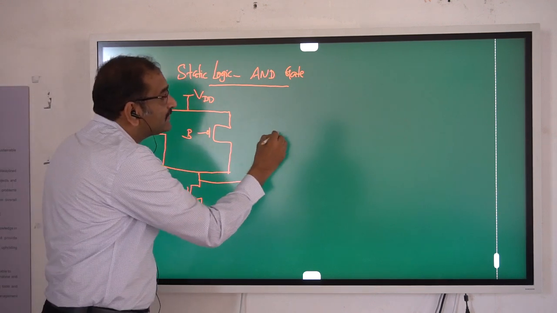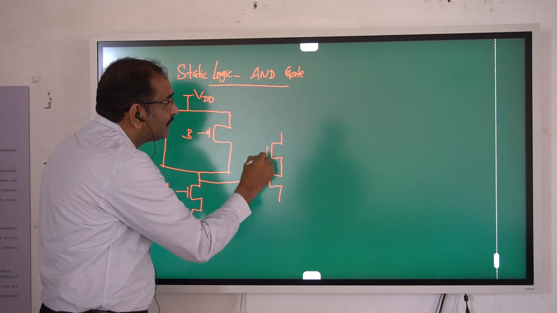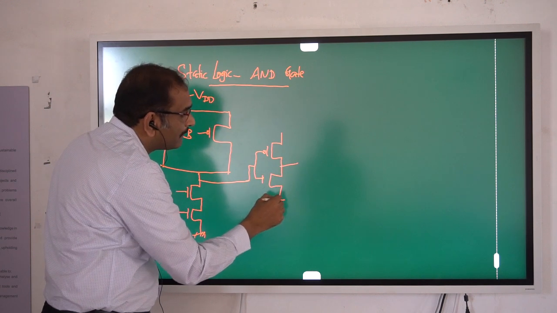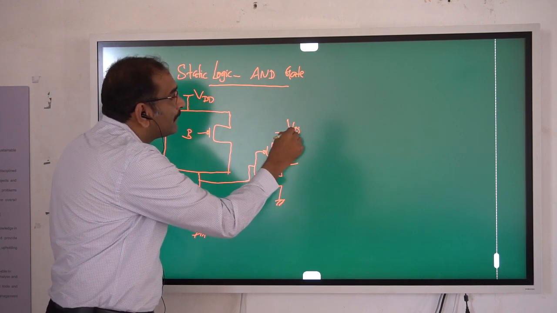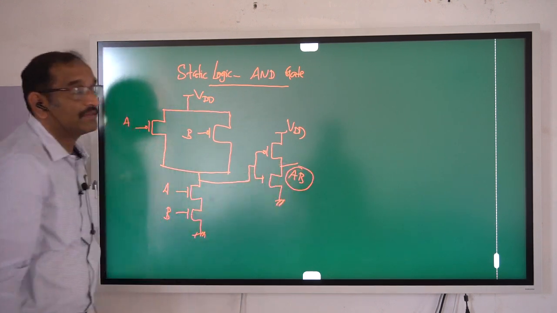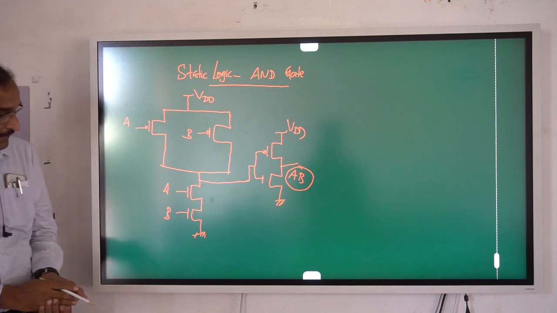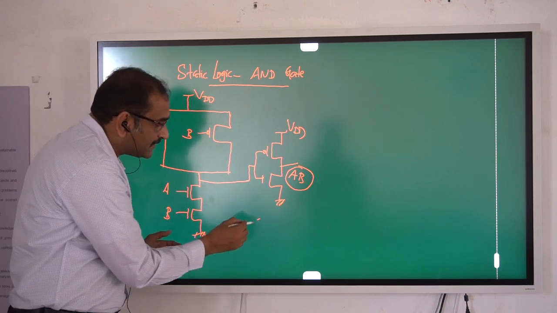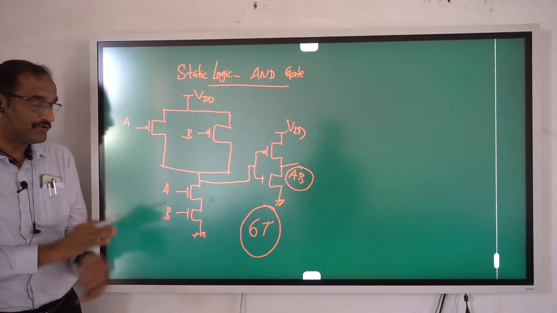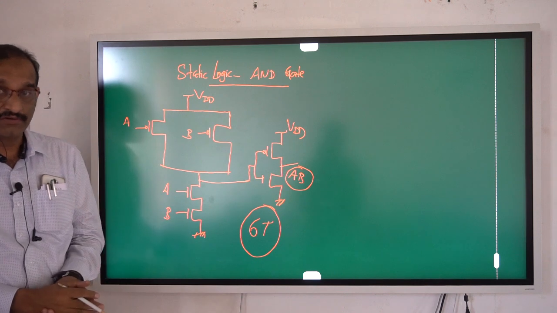From here I want to invert this. So my intention is to have, you see, this is my AB. This is my AB, that is my AND gate. So in order to implement this AND gate, how many transistors do I require? The number of transistors is 6. I want 6 transistors. This is true for almost all implementations with static logic, if our implementation is a normal implementation, not a complementary implementation.